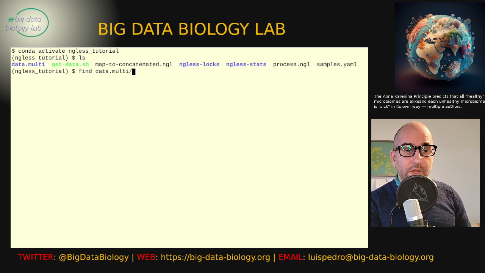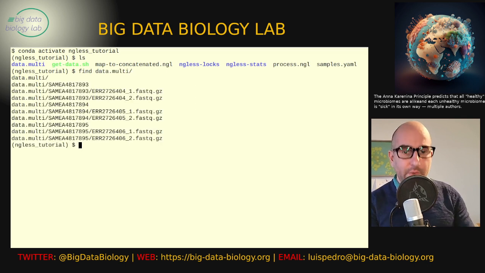Now here we have this data.multi directory where we have three samples. But this would work if you had 3,000 or even 30,000, and we've done processing runs with many more than that. Here, so that it finishes in a reasonable amount of time, we have only three samples. They're in this data.multi directory, with a subdirectory per sample. There's a script in the show notes or in the GitHub repository to get the samples.